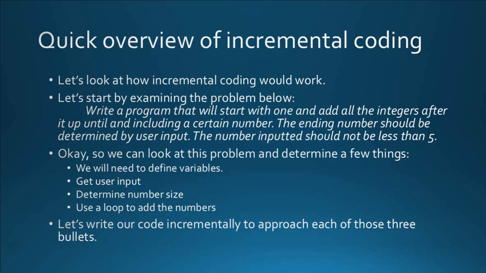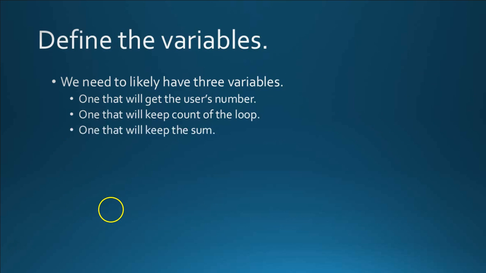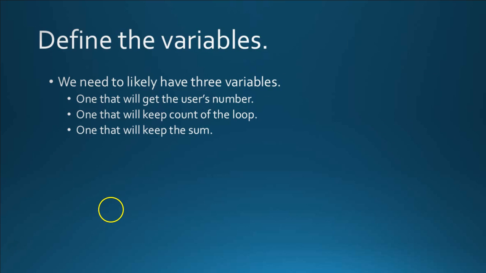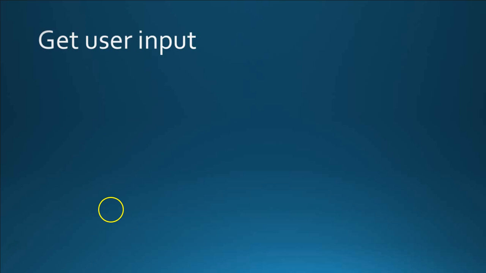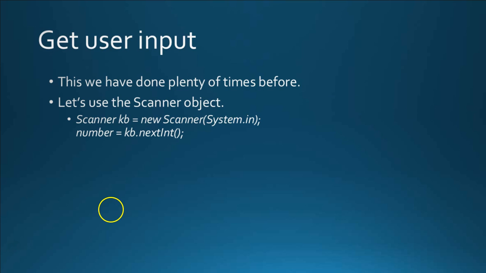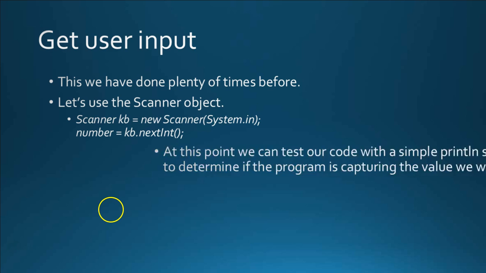Let's write our code incrementally to approach each of these main points, because let's face it, we can probably define variables and get user input almost all in one. So defining variables, we know we're probably going to need 3. We need one that's going to get the user's number, one that keeps count of the loop, and one that's going to keep the sum. So we can go ahead and declare those. Let's just use int number, loopCount, and sum equals 0. We also can get user input, which we've done plenty of times before. So we'll just use a scanner object, Scanner kb equals new Scanner(System.in), number equals kb.nextInt.